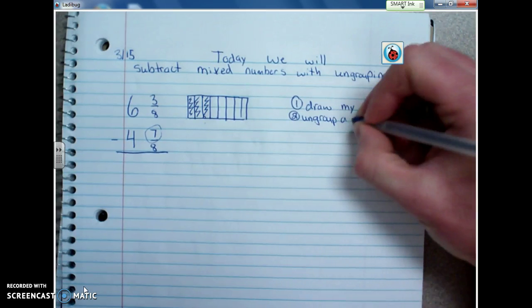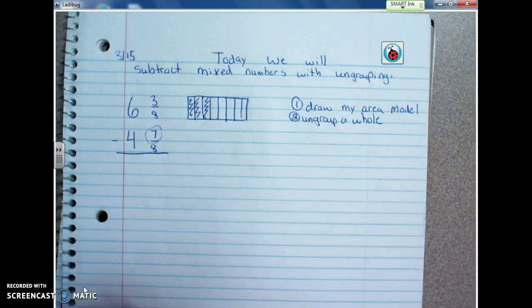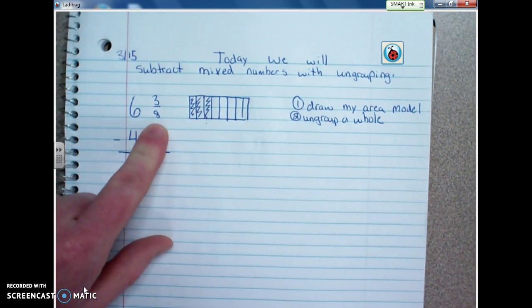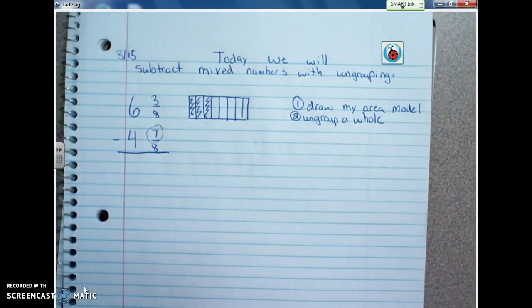I need to ungroup a whole. And this is where it gets tricky, because whenever we ungroup whole numbers, we ungroup in groups of 10. I take a 10 and I ungroup it for 10 ones. I take 100, I ungroup it for 10 tens. In this case, though, my unit's different. My unit's no longer 10. We're not in a base 10 system. My unit in this case is 8.